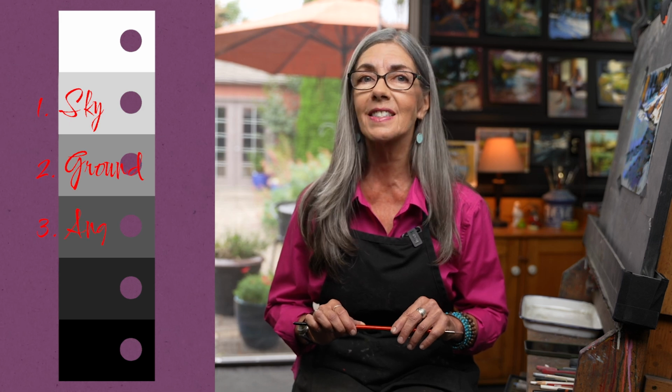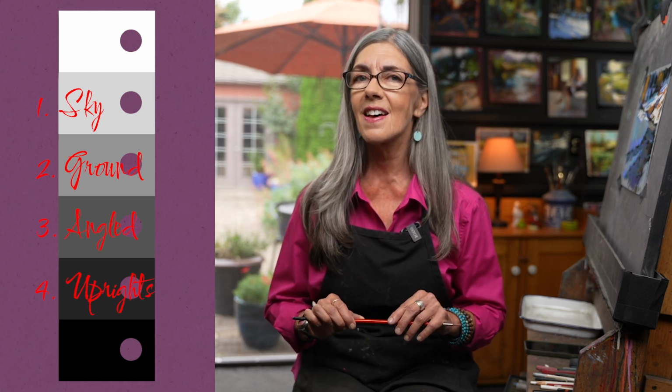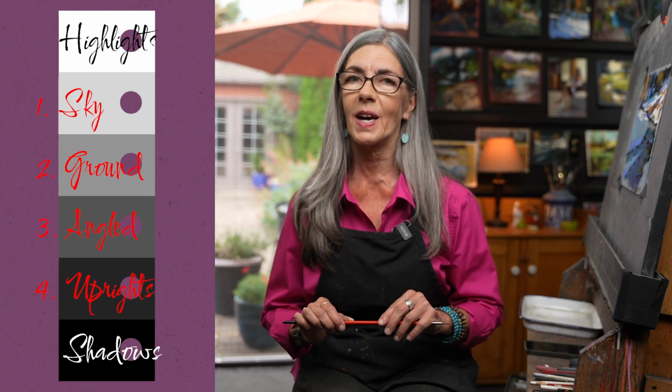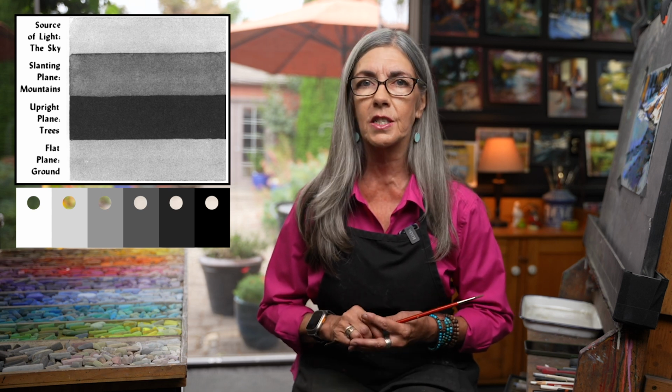Now, I like to keep things simple, so I use a 6-value scale where the sky, ground plane, angle planes, and upright planes are represented by 4 values. Then I save black for those deep accents and white for the brightest highlights. Easy peasy, right? Remember, these value divisions aren't set in stone.